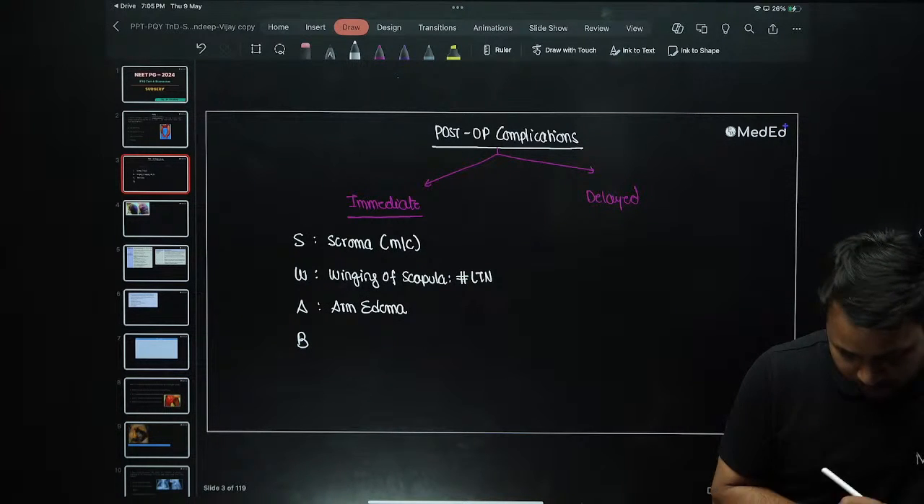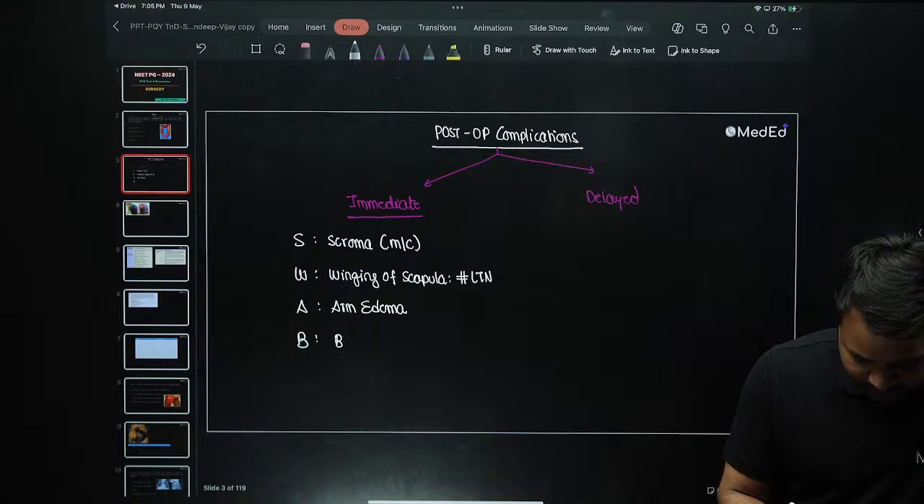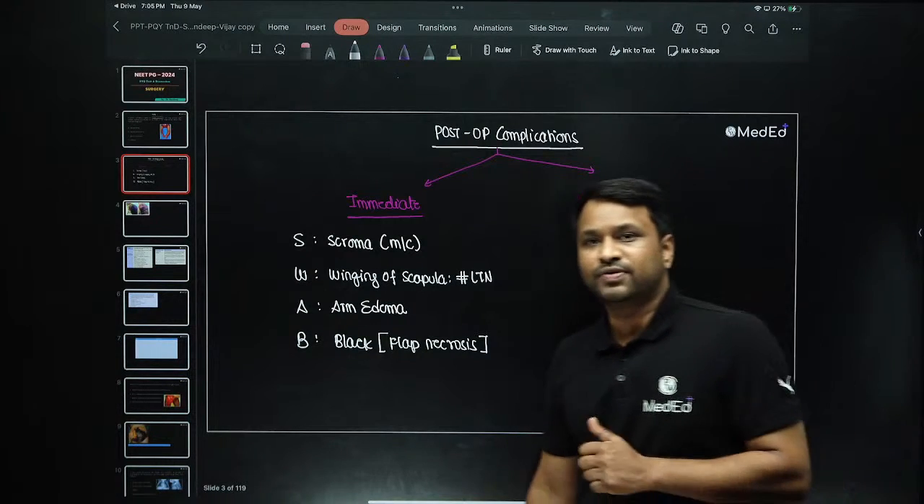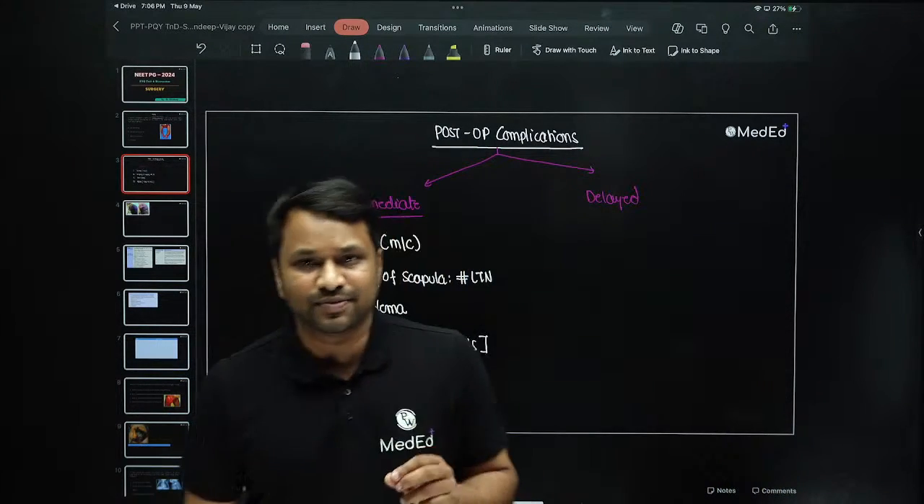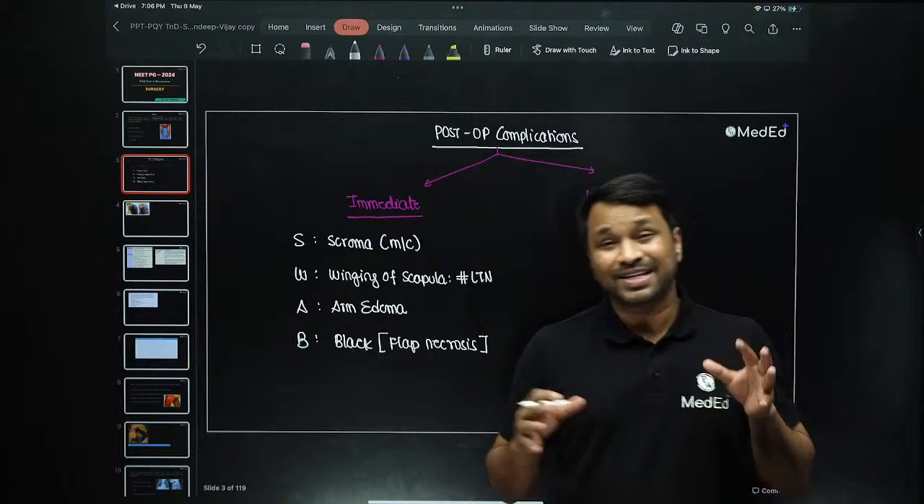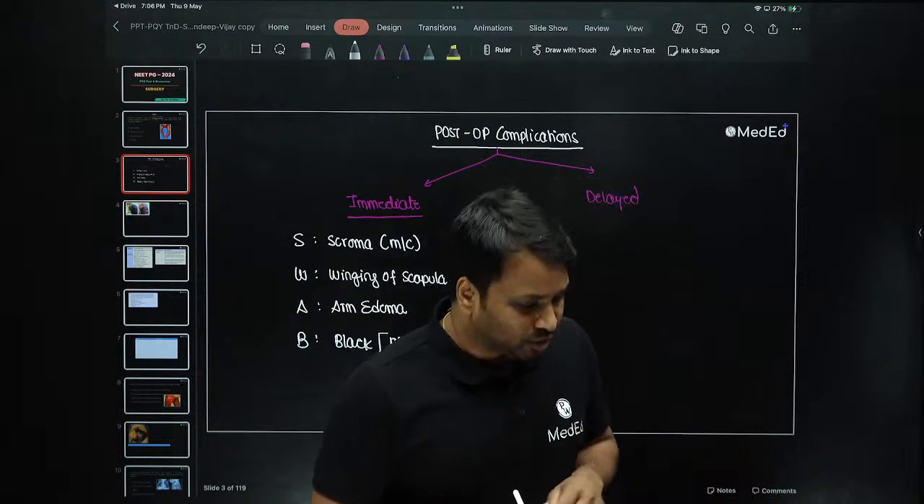It's an expected complication. And P stands for black, which indicates flap necrosis. So, seroma, winging of scapula, arm edema, and black, that is flap necrosis, are the common immediate post-operative complications. When I say immediate, it is within the first month of the surgery.